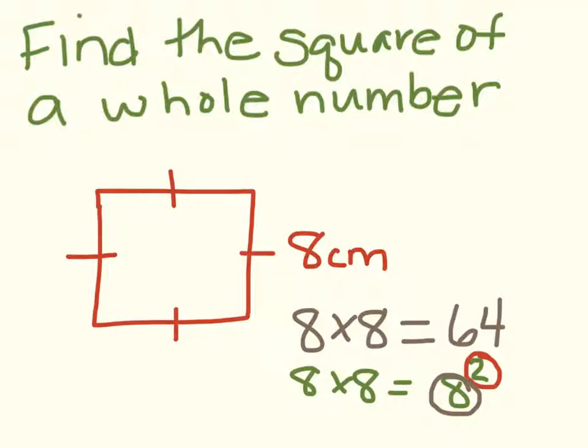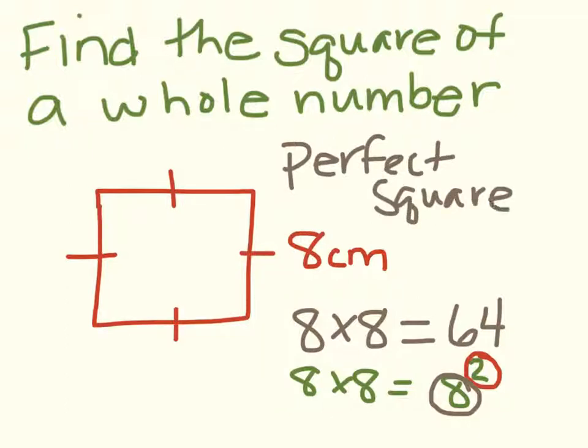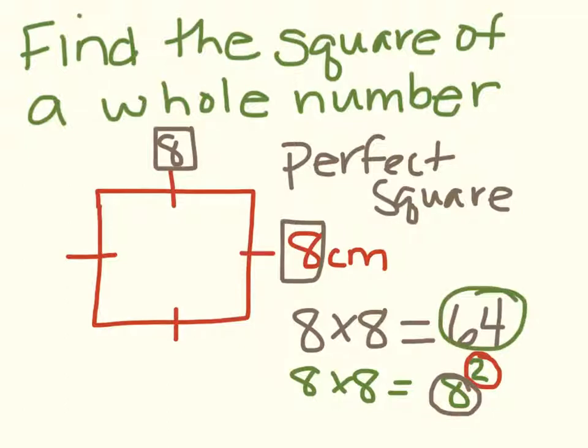So the square of a whole number is called a perfect square. Bet you can see why that makes sense, right? We're simply taking an imaginary square. We're taking the number times itself to find the area of that imaginary square. And that gives us our perfect square, whose answer is 64.